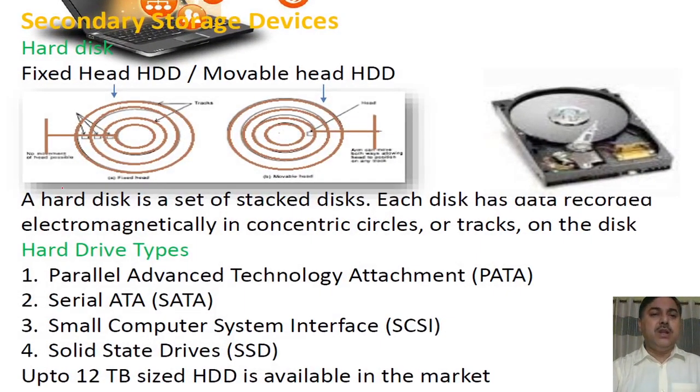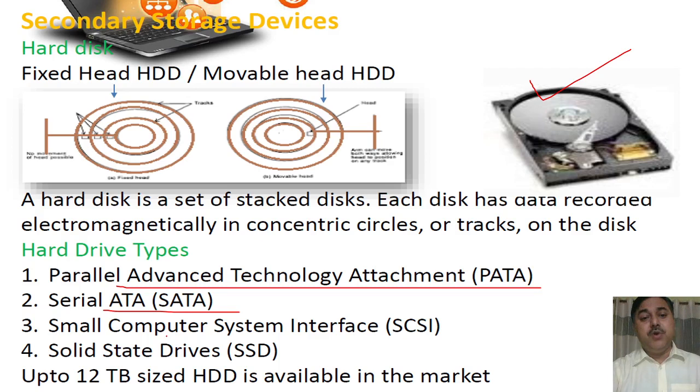Based on this, one idea I am sharing with you is about hard disks. We have different types of hard disks: HDD, fixed hard disks, and movable hard disks. You have seen the hard disk, I think. There is parallel advanced technology, SATA, small computer system interface, and solid state drive. This is how the different types of storage sections work.